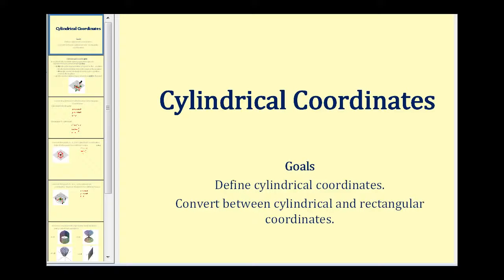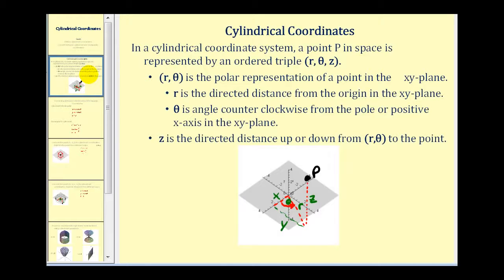Welcome to a lesson on cylindrical coordinates. In this video we'll take a look at defining cylindrical coordinates and also how to convert between cylindrical and rectangular coordinates. In a cylindrical coordinate system, a point P in space is represented by the ordered triple r, theta, and z.